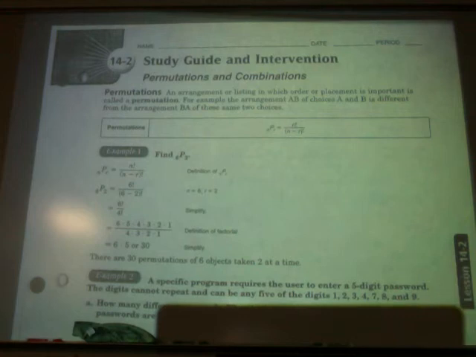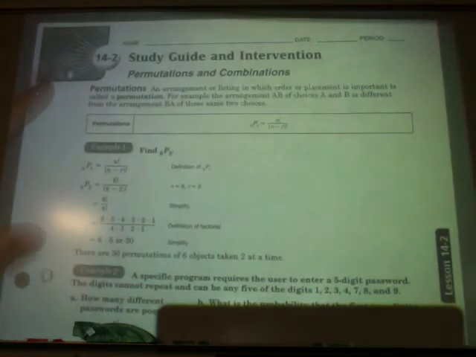Okay. So today we're going to look at 14-2, which are permutations and combinations. And so you should be on the side here.